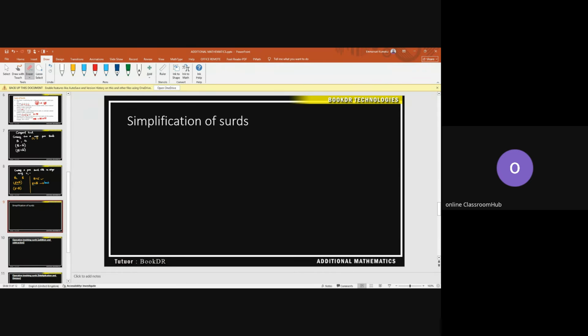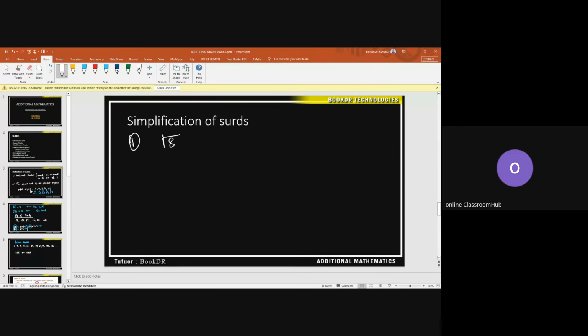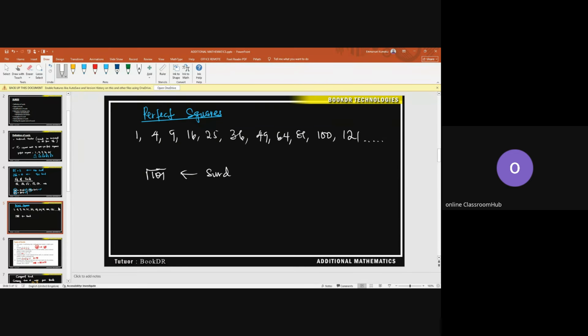Good. So I'll pick the first example, the square root of 8. If you're asked to simplify a set, first and foremost, before we can simplify a set, you should be familiar with the perfect squares, the ones we listed here. At least you should be familiar with the perfect squares up to 100.